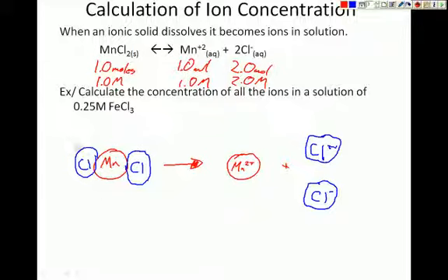So again, if we had many of these things, in other words, we had 6.02 times 10 to the 23 particles of this, or in other words, 1 mole of this, we'd have 1 mole of this, because this is a 1 to 2 ratio. So that's why we see twice as much there.